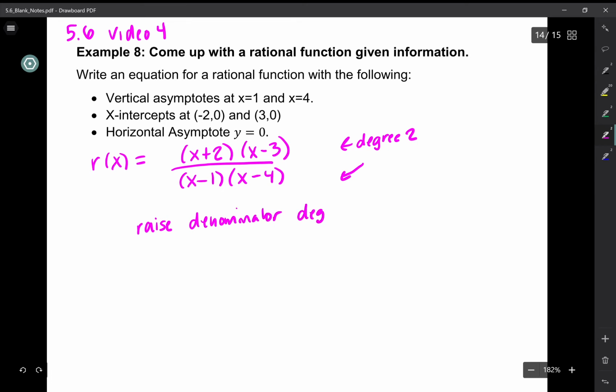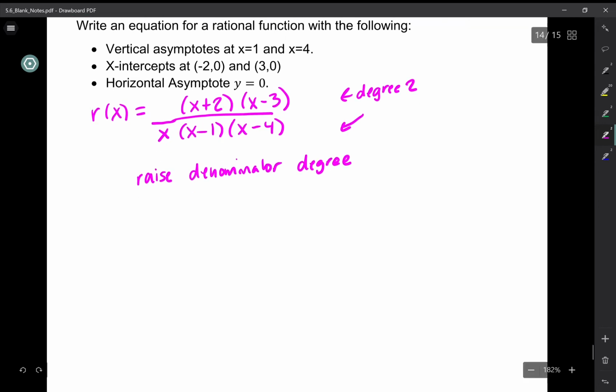How do we raise the degree? Well, we add an extra x. So I'm just going to plug in an x right there. And now you may be saying to me, wait a minute, this now has a vertical asymptote at x equal to 0. And yes, it does, but it doesn't say it couldn't have a vertical asymptote at x equal to 0. It just says it has ones at 1 and 4. And this is really the only way we're going to be able to raise the denominator degree without raising the numerator degree. So there's my function.